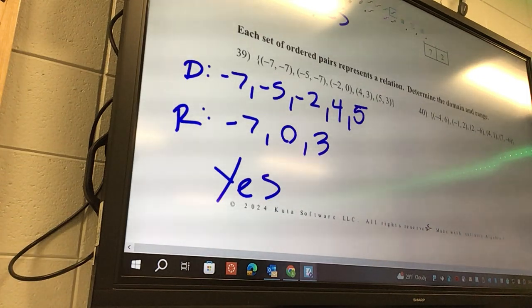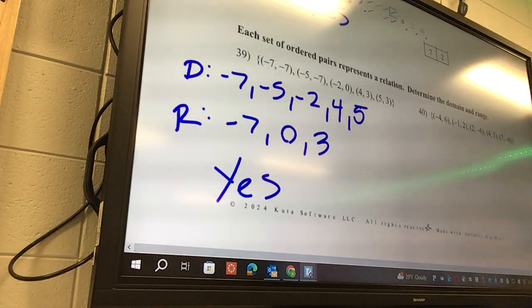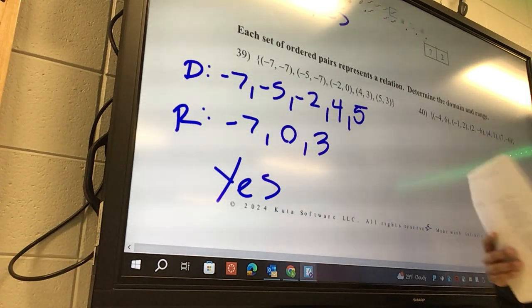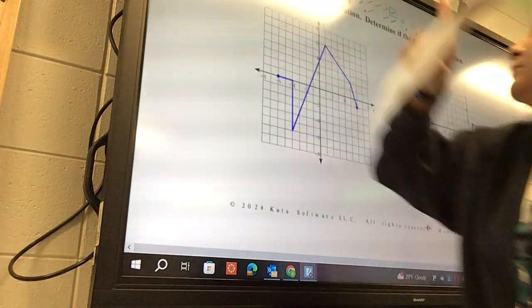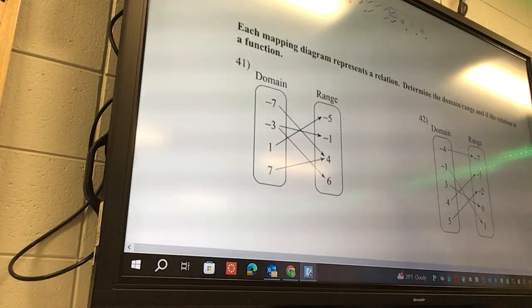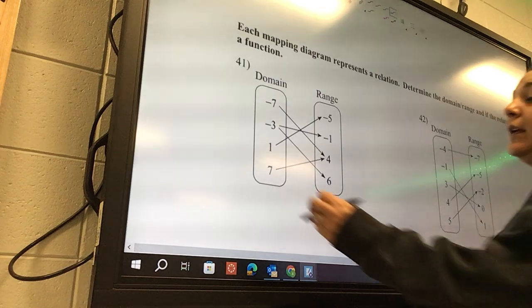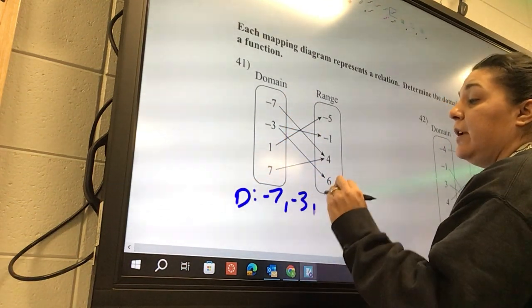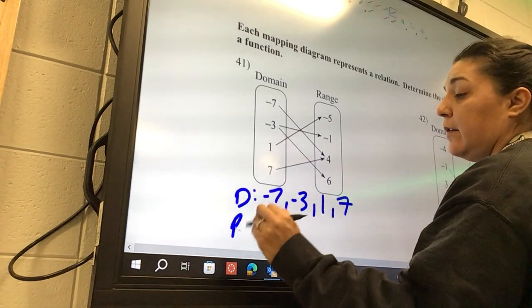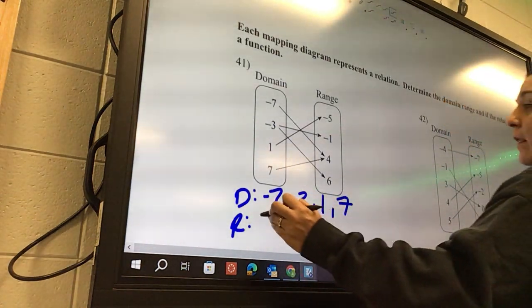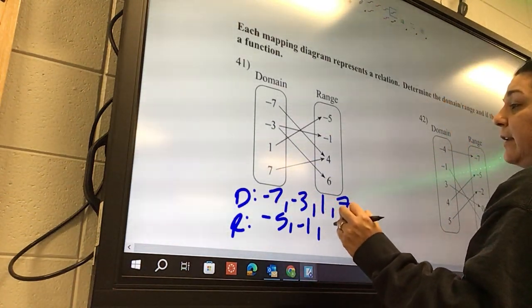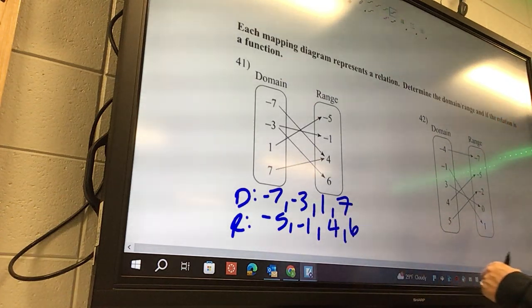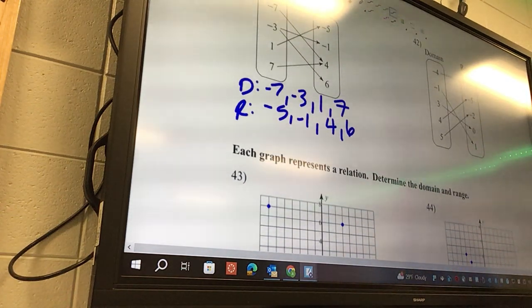We got 3 left. Okay, each mapping diagram represents a relation. Determine the domain and range. Okay, so the domain is going to be just literally the list: -7, -3, 1, and 7. The range is -5, -1, 4, and 6. Okay, so you're literally just writing down the columns.